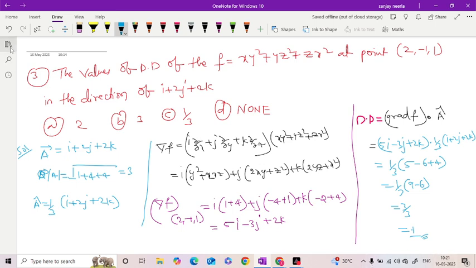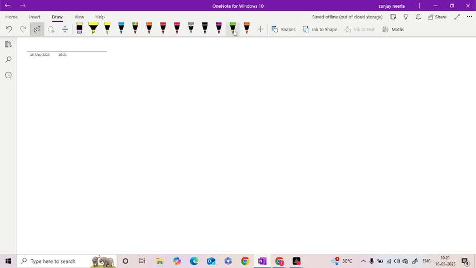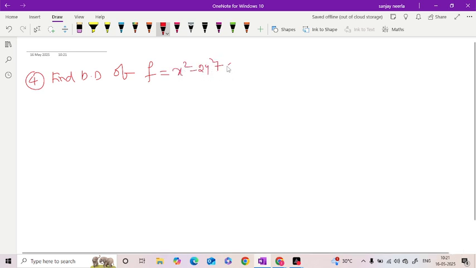Okay, one more question. Give me the answer very quickly. This is the fourth one. Find the directional derivative of function f equal to x square minus 2y square plus 4z square at the point 1 comma 1 comma minus 1 in the direction of 2i plus j minus k. What is the answer?